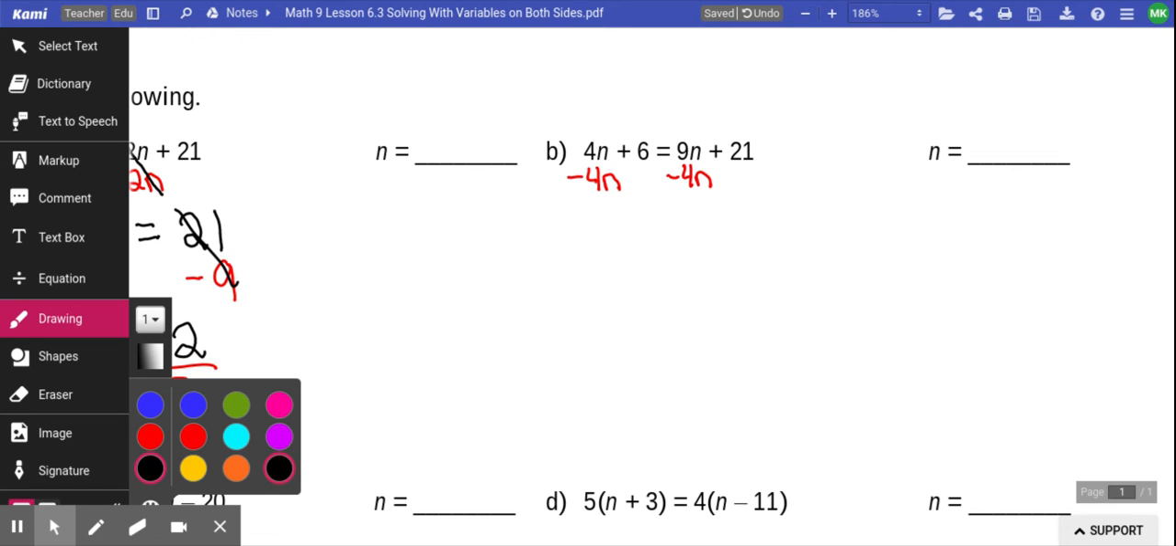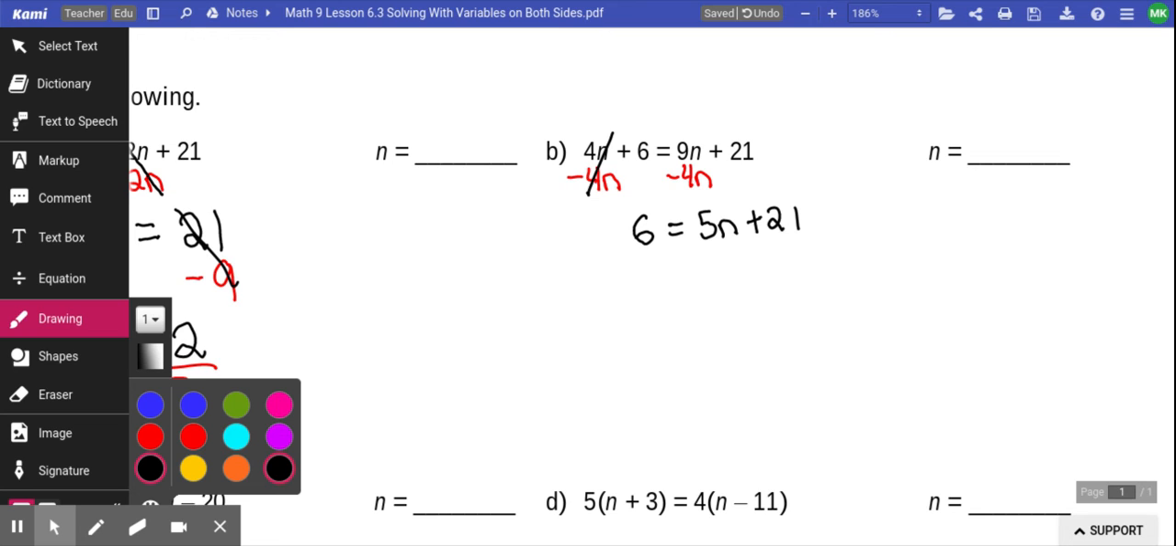I then reorganize. So I have 4n minus 4n would cancel out. I have 6 left over. And then I have equals 5n plus 21. It's 5n because 9n minus 4n would be 5n. Once you've done that, you've successfully gotten all the n's on one side. You now just have to get n by itself.